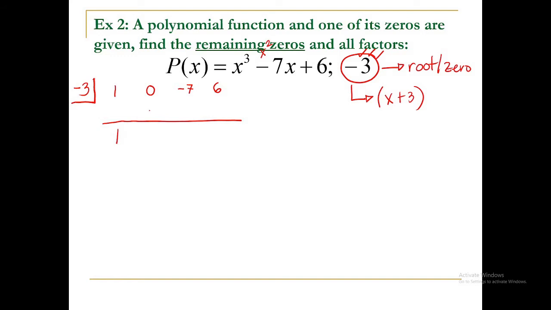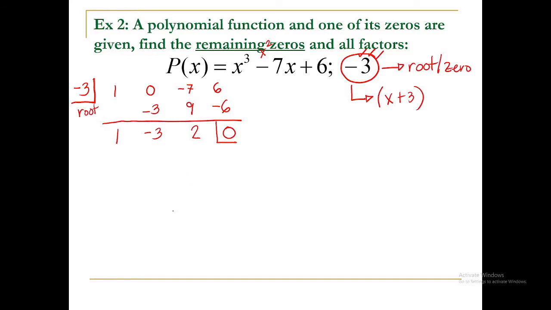Multiply negative 3 and 1. That's negative 3. Combining the two, you'll get negative 3. Multiply, that's 9. Combining that, that's 2. Multiply, that's negative 6. And you will get a 0 remainder. So therefore, this really is a root of this function. Now, let's get the other factors.